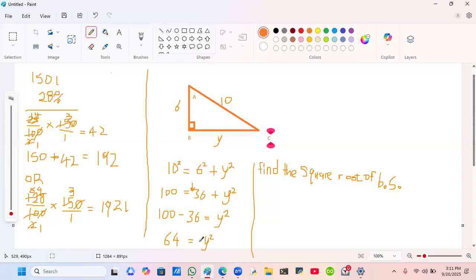So what is shorthand? Shorthand is just an abbreviation. Do you understand? What is B.S.? Both sides, both sides, both sides. Do you understand this now? The square root of 64 is 8, and yes, the square root sign cancels the square sign. So you can either say y equals 8 or y equals negative 8.